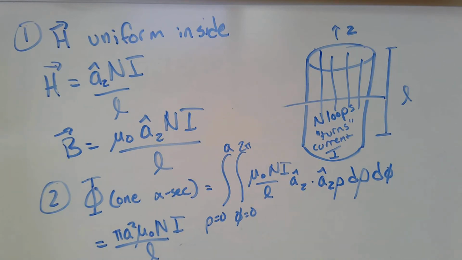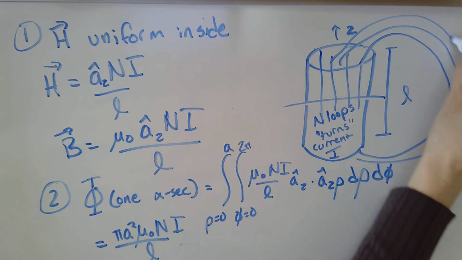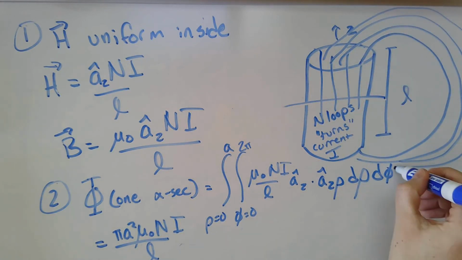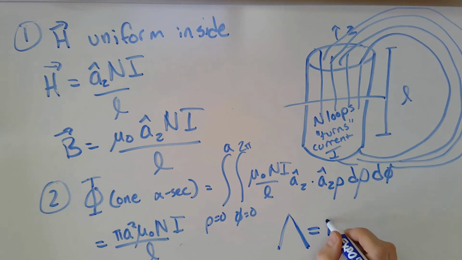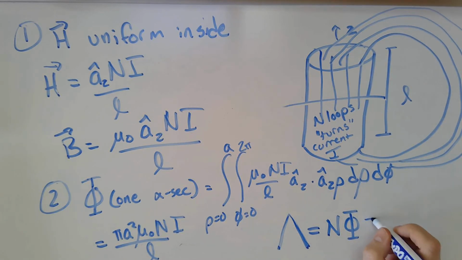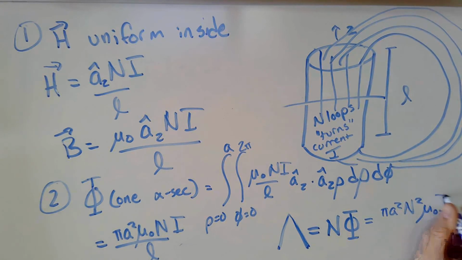But there are N loops that are all linked by the same magnetic flux lines. Remember, magnetic flux is solenoidal. It never terminates. It only makes loops. And if your loop goes around those loops, like really this situation kind of looks like this, and if your current loops are wrapping around these magnetic loops, then they count for this inductance purpose. So that means that the flux linkage is N times the flux from one loop because we have N loops. So that makes it pi a squared N squared mu naught I over L.